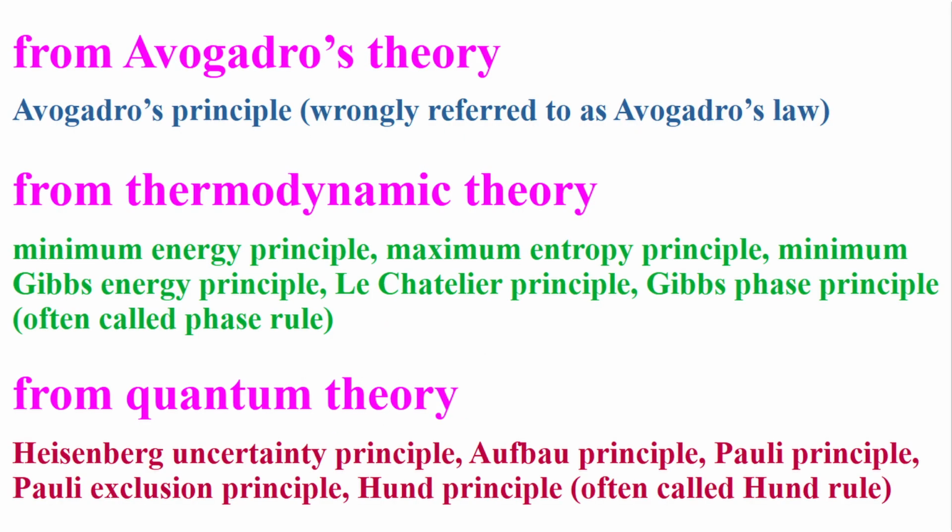Some examples of principles and the corresponding theories that helped the recognition of these principles are listed here. Peter Atkins, in his physical chemistry textbook, correctly refers to Avogadro's principle with that name on page 7 of the 11th edition, whereas many others wrongly call it Avogadro's law.